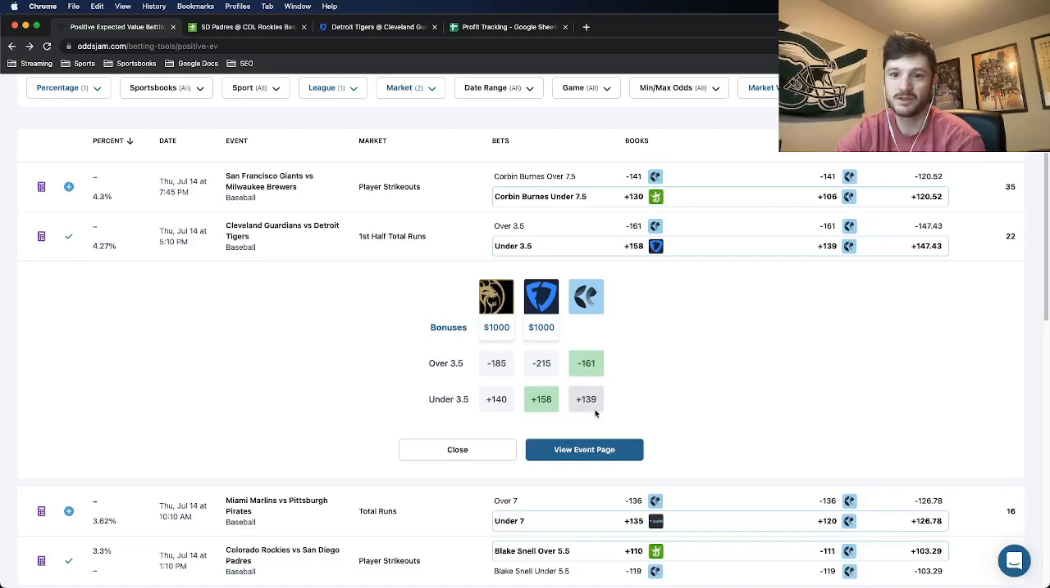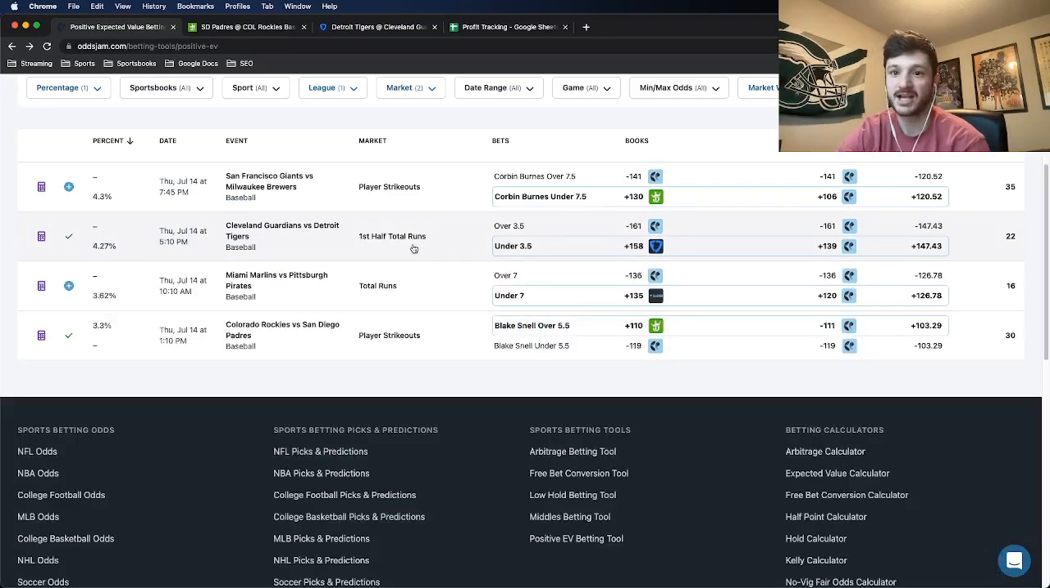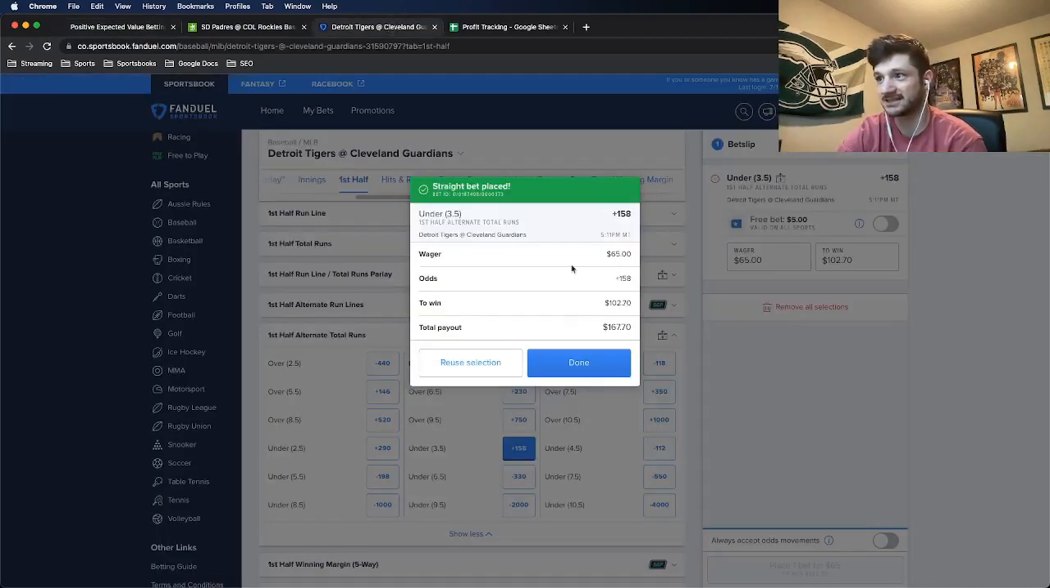Looking at where all the other markets price this, MGM is the only other book that has odds for this all the way down at plus 140, closer to the OddsJam line. So this plus 158 is clearly an outlier when you compare to every other book. So everything checks the box here. I obviously locked it in, as you saw, for $65. And that's going to be it. Those are going to be my 2 plays.